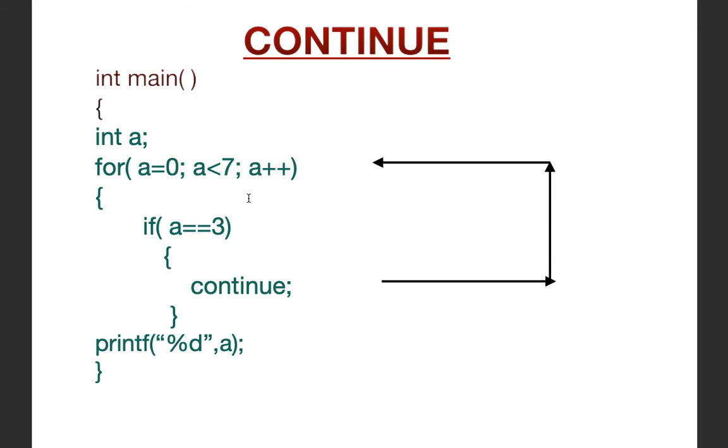Now the value of a is 4. Again the condition is checked, not true, and 4 is printed. Similarly 5 6 7 is printed, only 3 is not printed on the screen. Actually, after the continue statement, whatever is written, if the condition is satisfied, is not going to be printed.